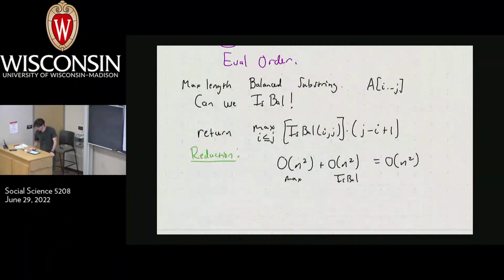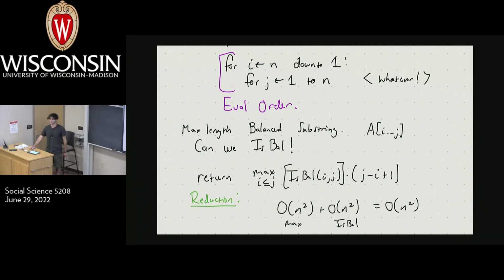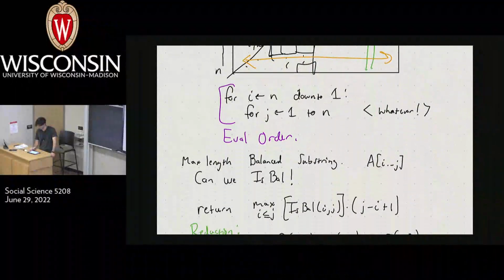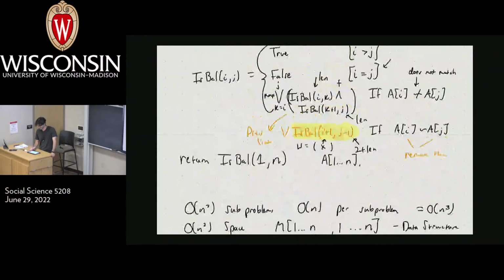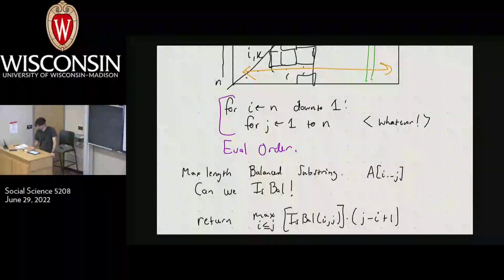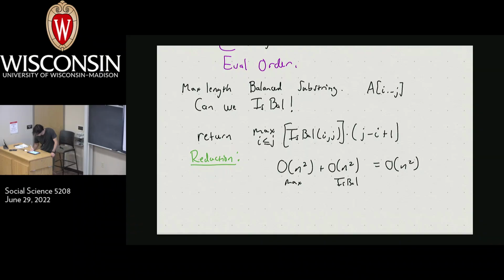So any questions so far? Yes? It might be. Yeah, it is. Sorry. Yeah, you're right. Is balanced is n cubed, so this whole thing's n cubed. Thank you.